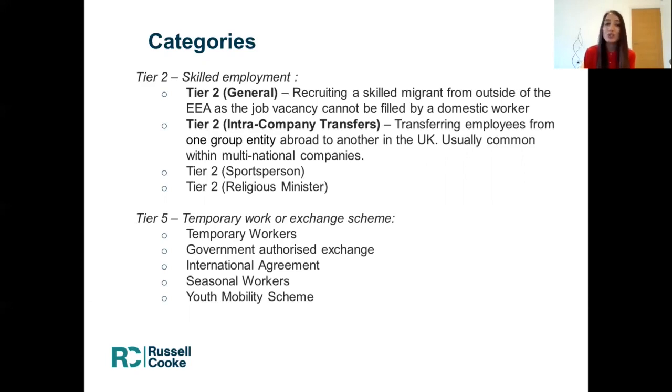Then we can move on to the Tier 5 temporary worker or the exchange scheme category. This does not only include the temporary workers category, it also includes international agreement, seasonal workers, and the youth mobility scheme. But for the purposes of this webinar, I will be focusing on the Tier 2 categories.